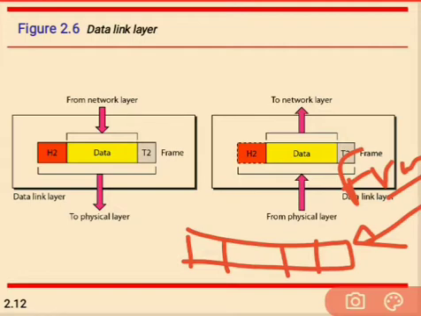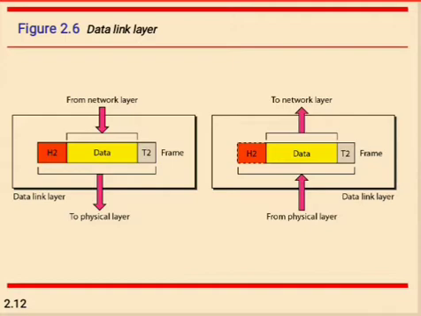So these are the functions in the data link layer. And what are the functions? The first one is framing.